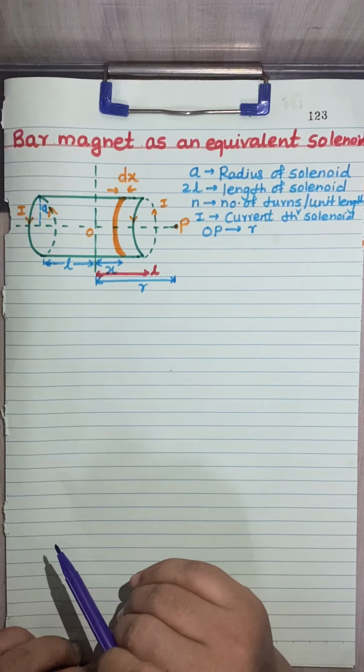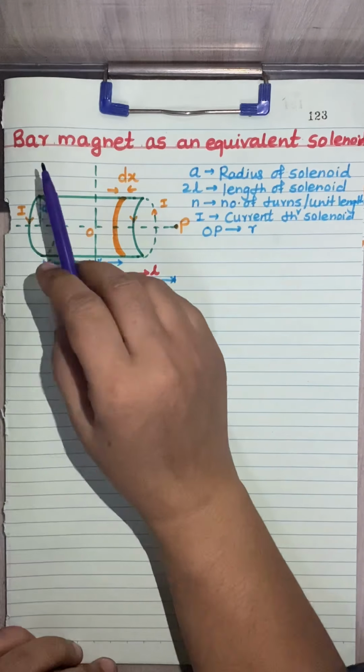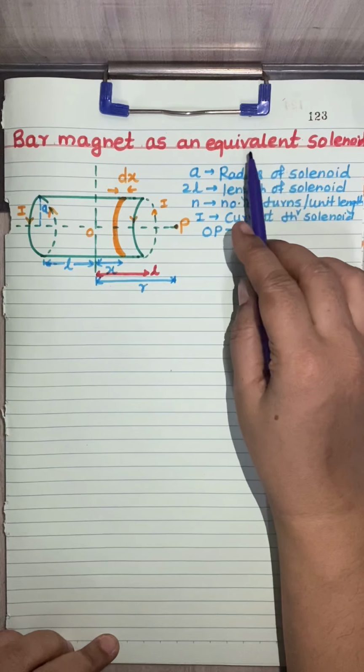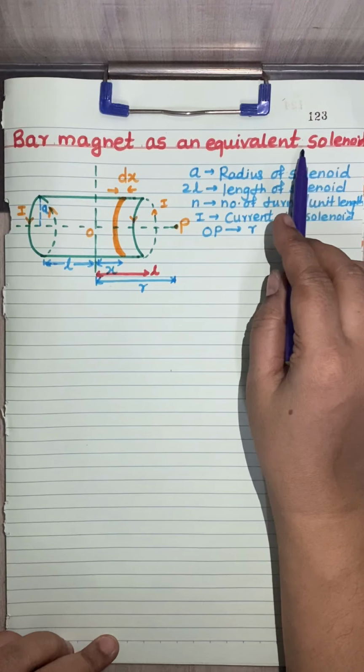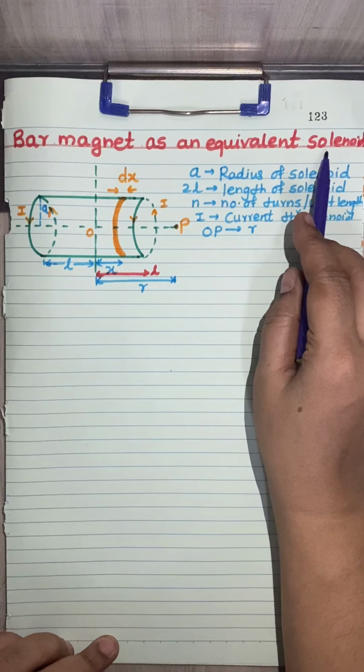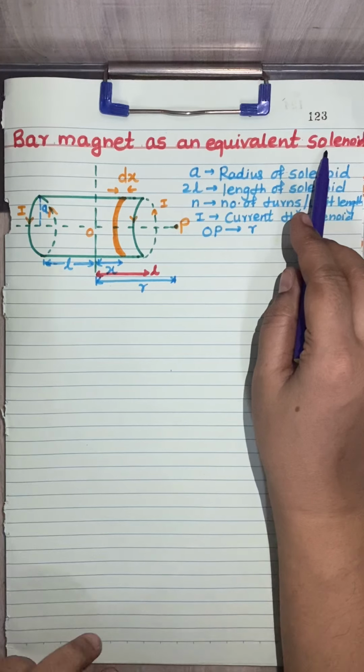Good morning, children. Up to now we have studied the various characteristic properties of a bar magnet, and we have also studied that a circular current carrying ring can act as a magnet. Its one face acts as a north pole, whereas its other face acts as a south pole.